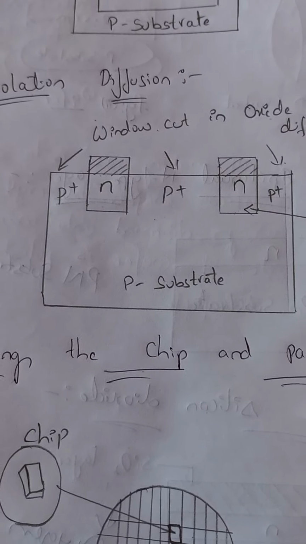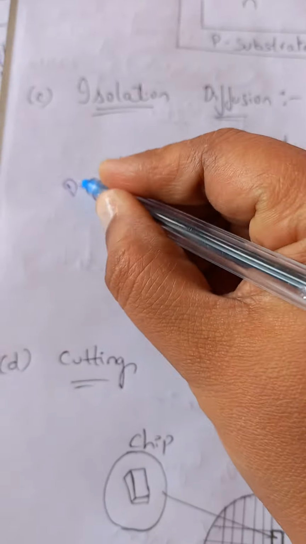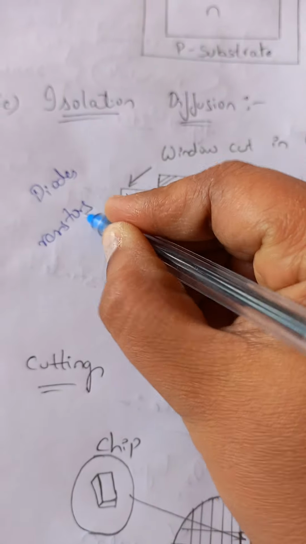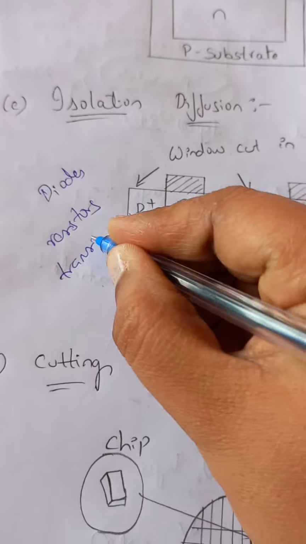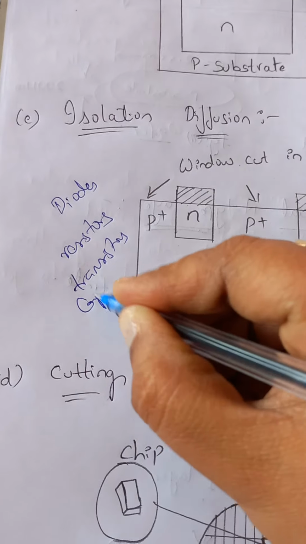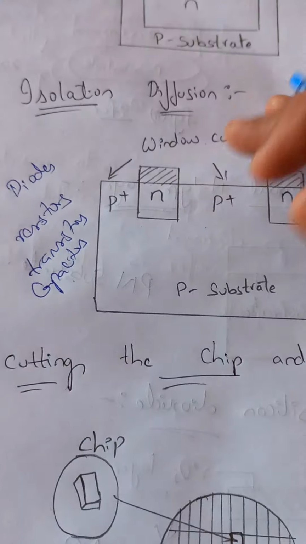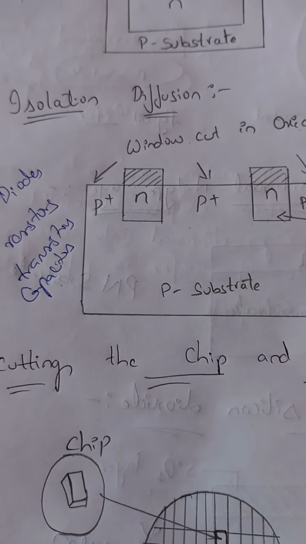What type of components can we have? Yes, we can have diodes, resistors, transistors, or capacitors. To produce all these electronic components, an isolation diffusion is required.